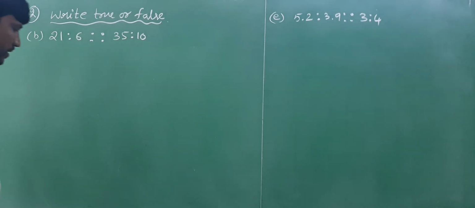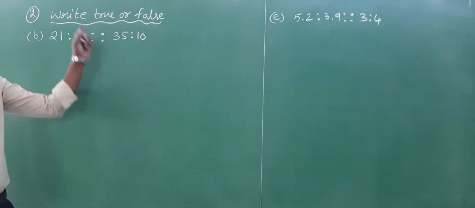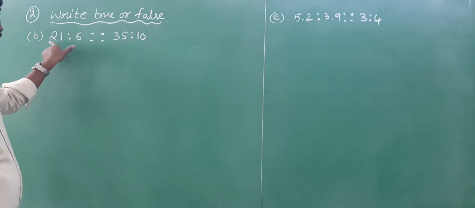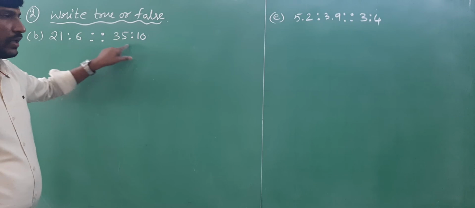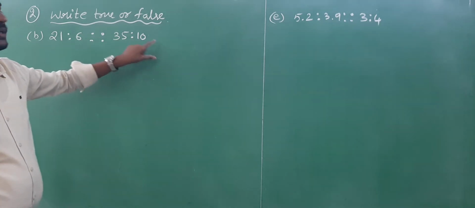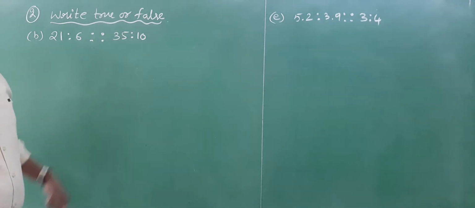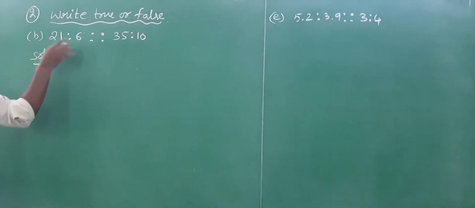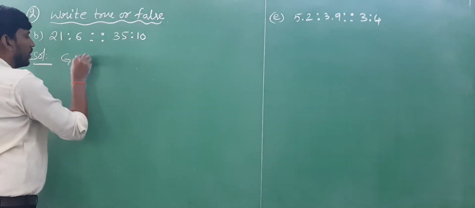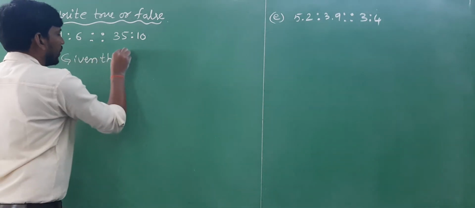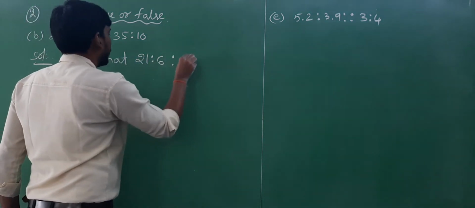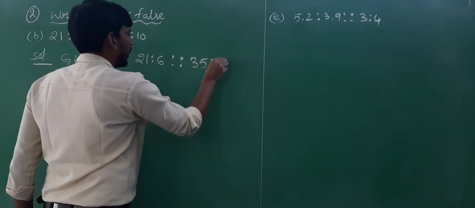Right children, let us discuss true or false. Question number 2. Whether the given ratios are in the proportion or not. If the ratios are equal, we can write it is true, means they are in the proportion. Otherwise it is a false statement. Right? So listen, find out the simplest form of the given ratios. So given that 21 is to 6 proportion 35 is to 10.